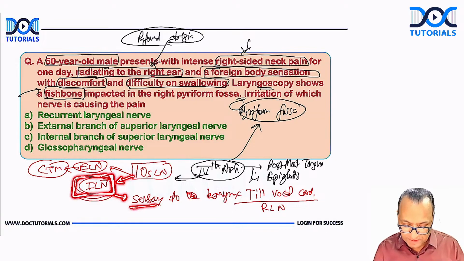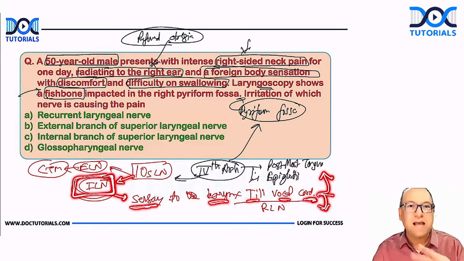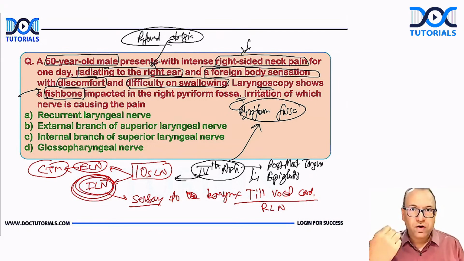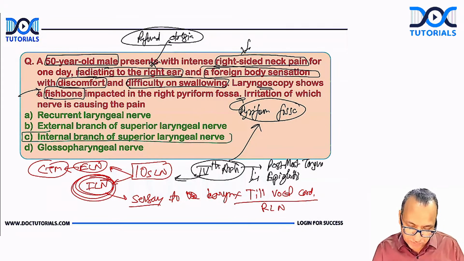The internal laryngeal nerve is sensory to the larynx till the vocal cord, because below the vocal cord you'll have the recurrent laryngeal nerve, but above the vocal cord you have the superior laryngeal nerve. So that is the area you are talking about: posterior-most tongue, epiglottis, piriform fossa, vocal cord, superior larynx. All that is this nerve. So that is why you will keep your answer as the internal branch of the superior laryngeal nerve.